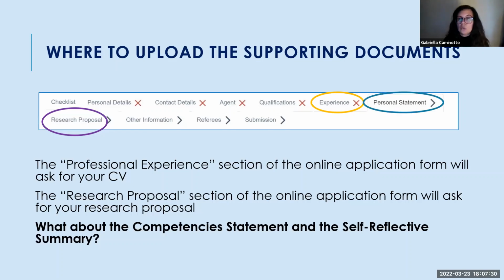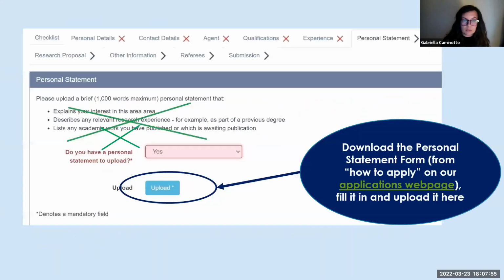Right, there is a screen called personal statement in the application form. Please do pay attention here, because it's not really straightforward. This is because the QMUL application portal is for all research programs at QMUL. But as you've been hearing for the past hour and a bit, our process is bespoke. So we do require slightly different documents. So what happens to the competency statement and the self-reflective summary?